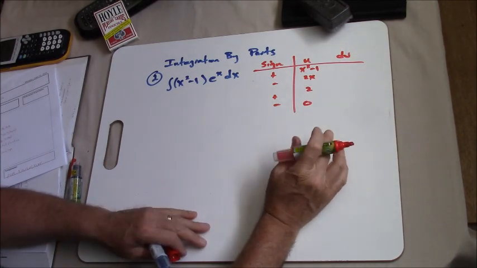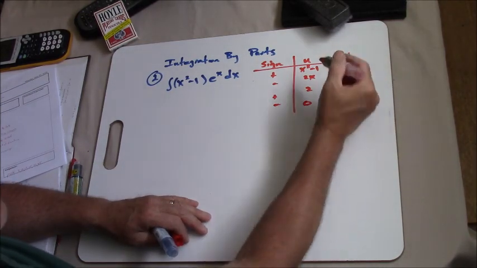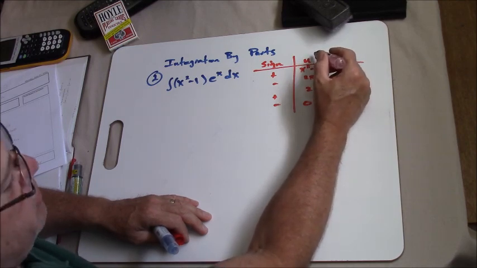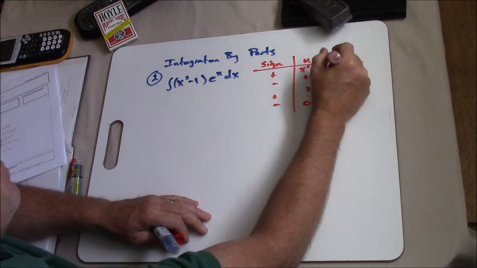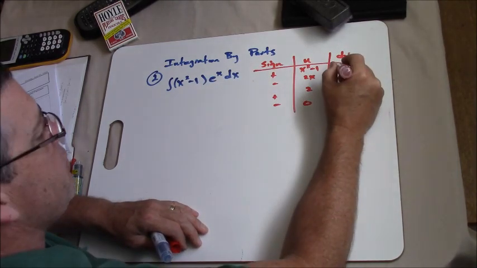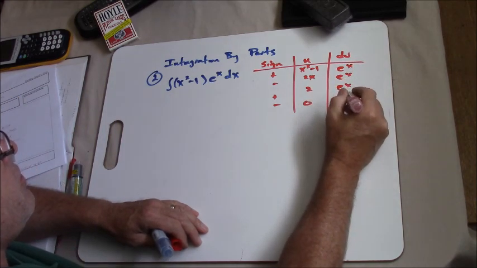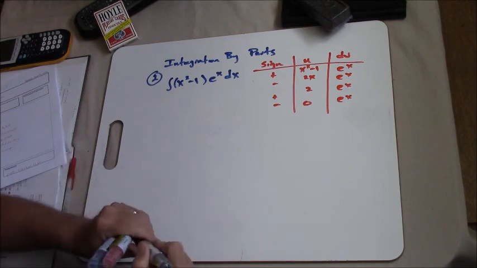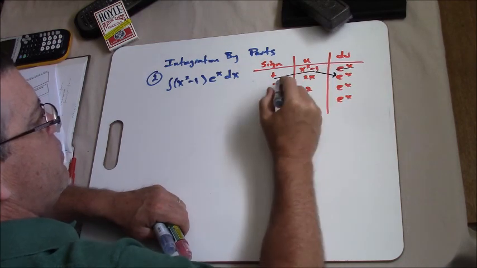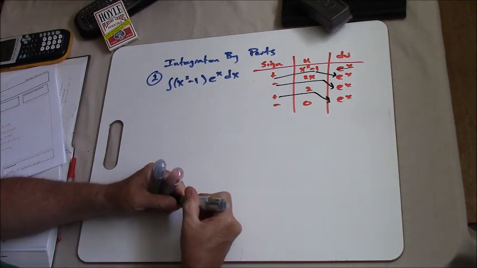Remember, you can write this kind of stuff down on your note card, or your note sheet. It's an 8.5 by 11 piece of paper. You can say u needs to be something that's easy to take the derivative of, and it gets simpler. You can remind yourself of that. dv is something that you can take the integral of. So e to the x, integrate that, you get e to the x, e to the x, e to the x. And then from there, we don't want the first one. We go across and then drop down 1. Go across, drop down 1. Go across, drop down 1. And the next one's going to be 0, so we don't care after that.